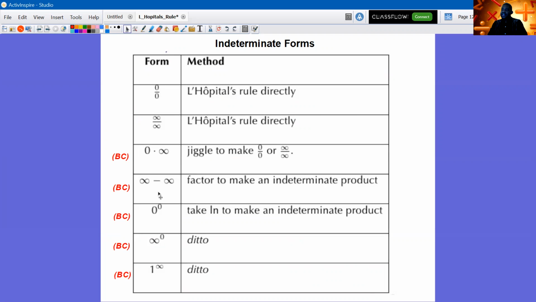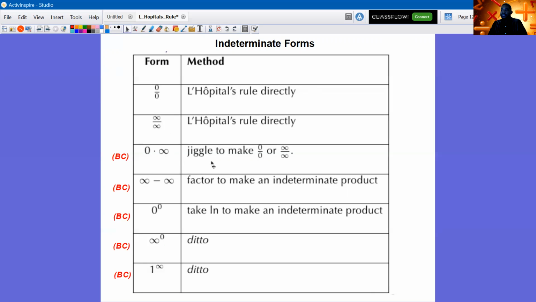However, if we get any of these five here, 0 times infinity, infinity minus infinity, 0 to the 0, infinity to the 0, or 1 to the infinity, then you cannot use L'Hopital's rule. I repeat, you cannot use L'Hopital's rule. That means you have to algebraically manipulate until you get either 0 over 0 or infinity over infinity, so you can use L'Hopital's rule. So each of these gives a different strategy depending on what indeterminate form you have, okay?